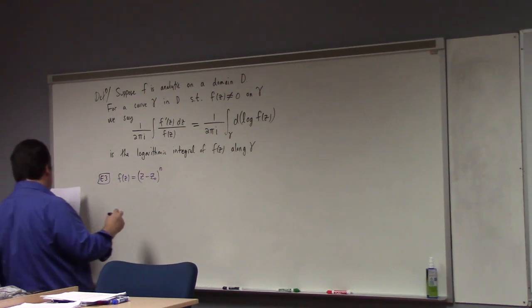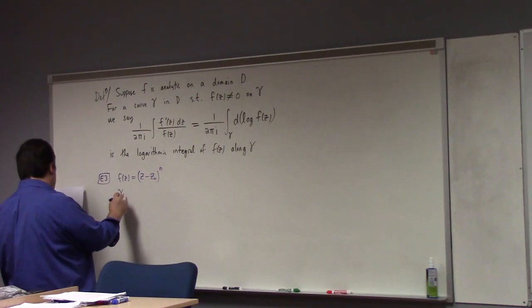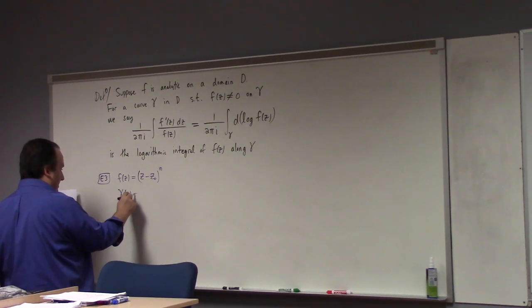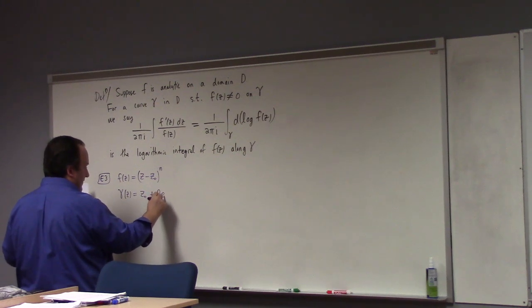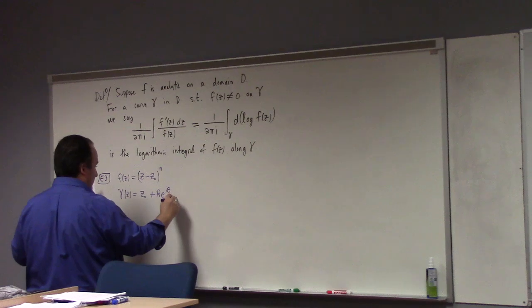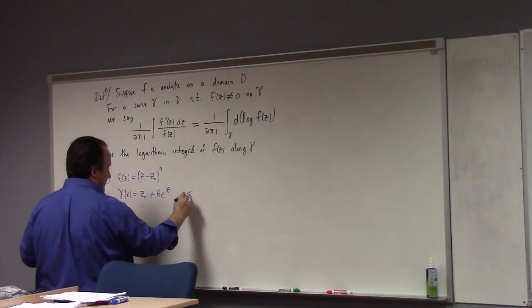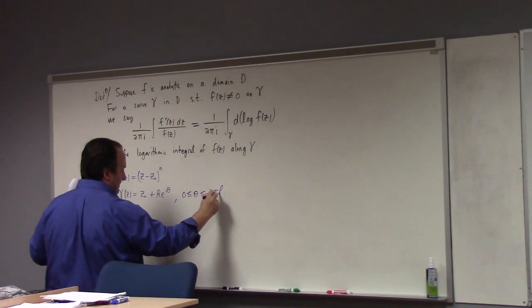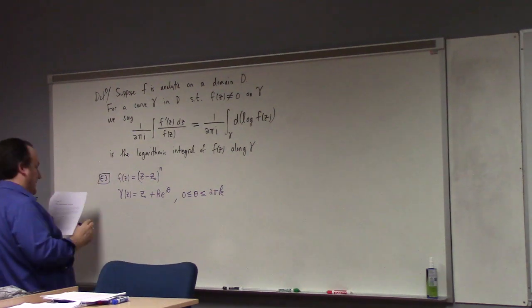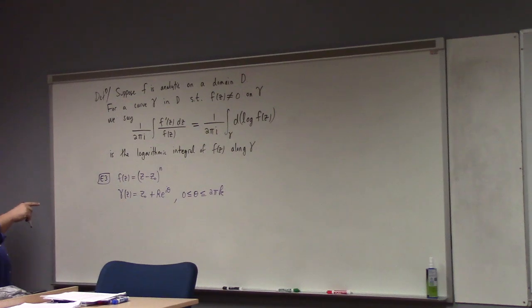And we'll look at the curve gamma of z is z naught plus r e to the i theta for 0 less than or equal to theta less than or equal to 2 pi k. So what we're doing there is we're taking the circle centered at z naught and we're going around it how many times? K-fold times, that's right.